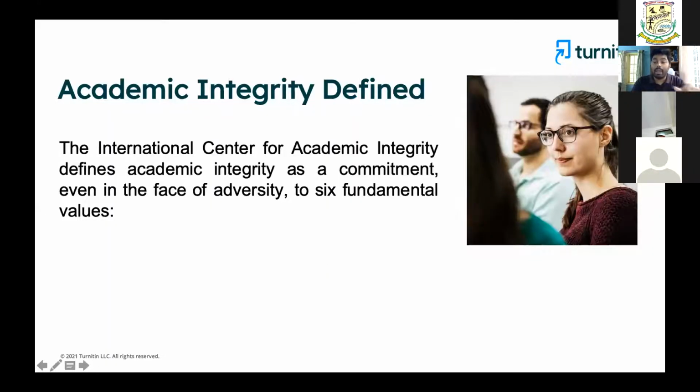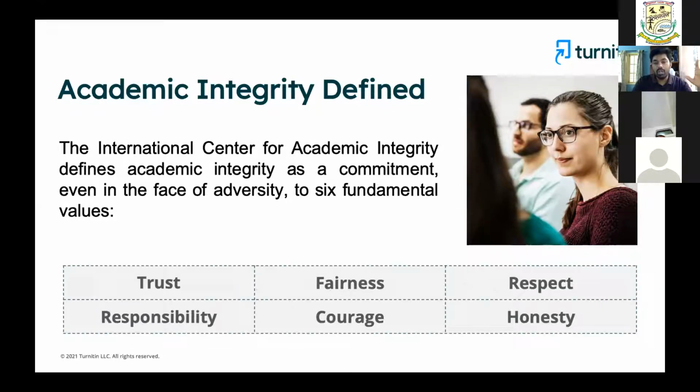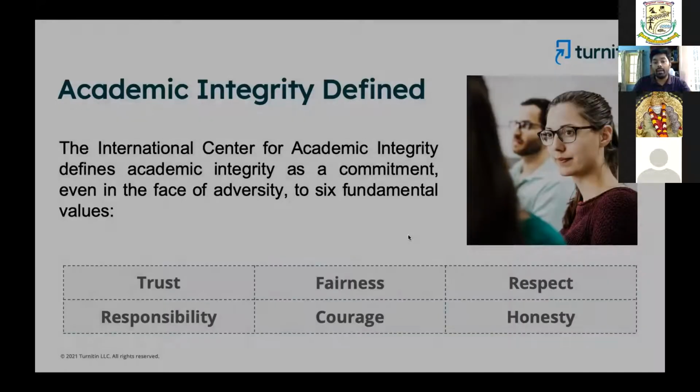When it comes to academic integrity, there are six fundamental factors that everyone follows: trust, responsibility, fairness, courage, respect, honesty. Academic integrity means: have I managed my integrity? Have I followed some ethics? Have I not copied from anyone? If I have copied, have I given credit? All this comes into the picture when it comes to academic integrity. So it is very important for each and every individual to have an idea about it.